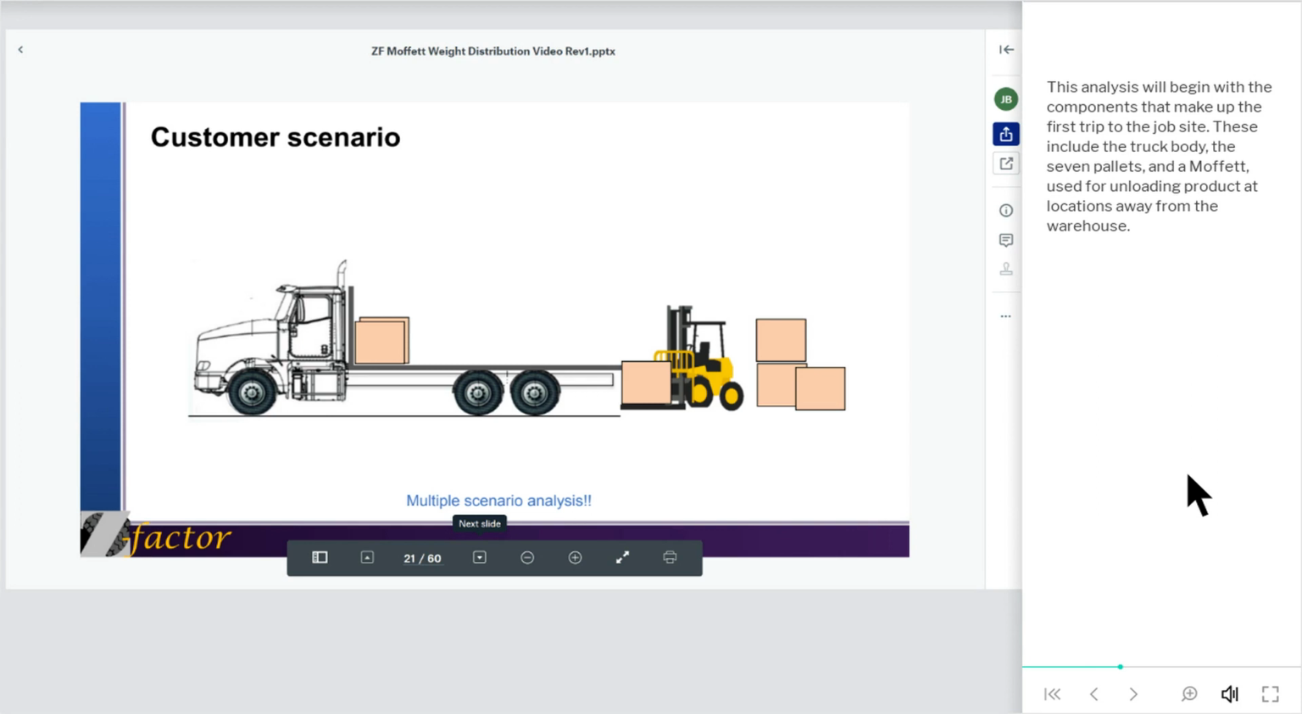This analysis will begin with the components that make up the first trip to the job site. These include the truck body, the 7 pallets, and a Moffett, used for unloading product at locations away from the warehouse.